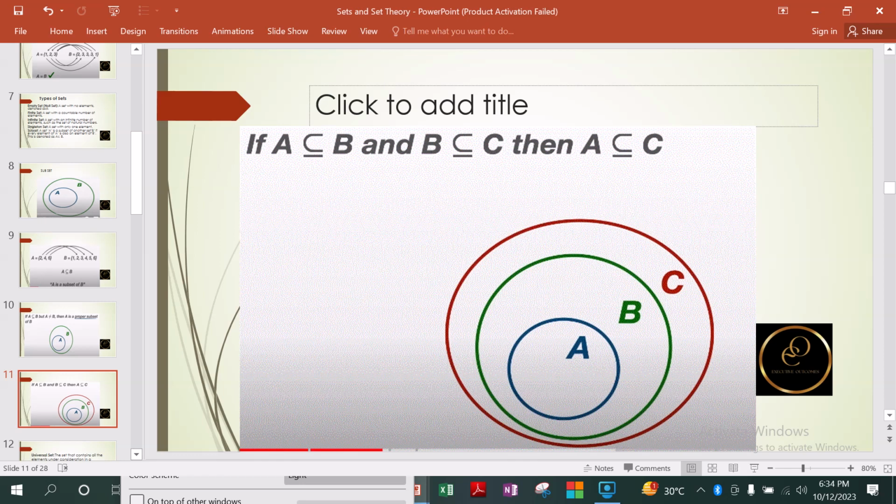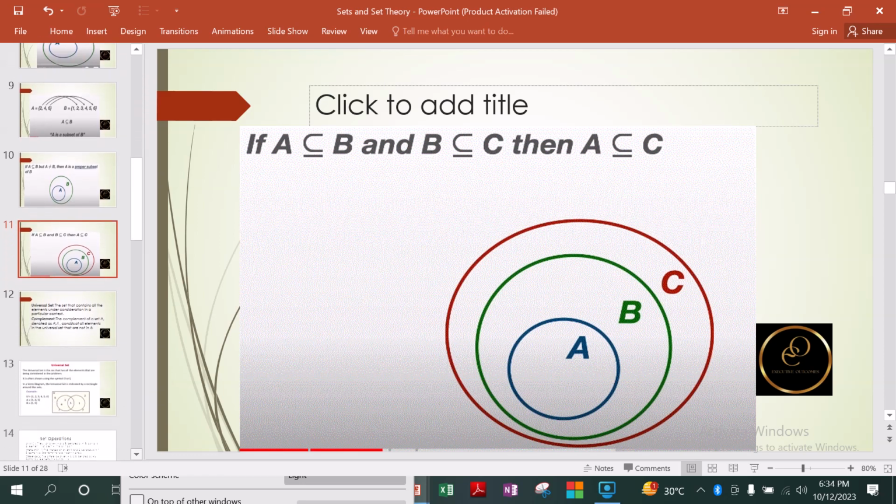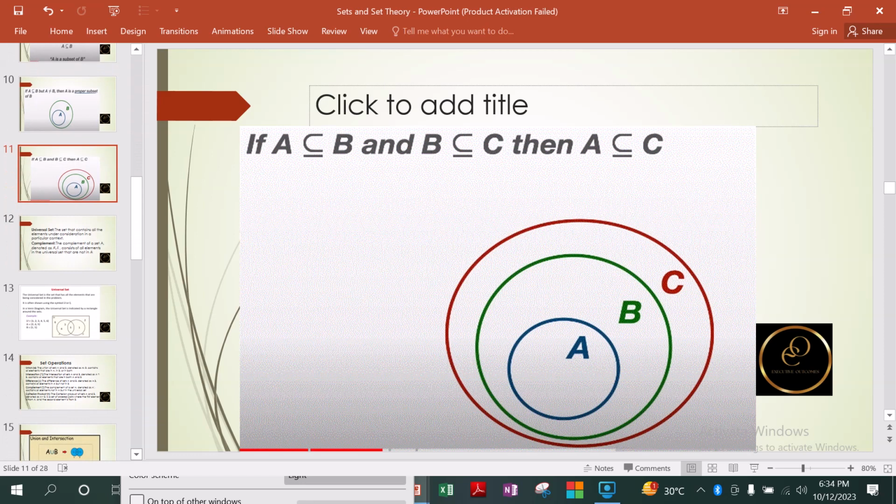Okay, so it's important to get an understanding of how these sets are denoted. It's very important to understand how these sets are denoted.